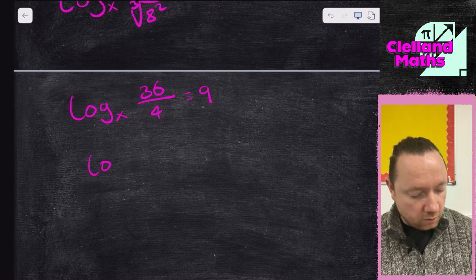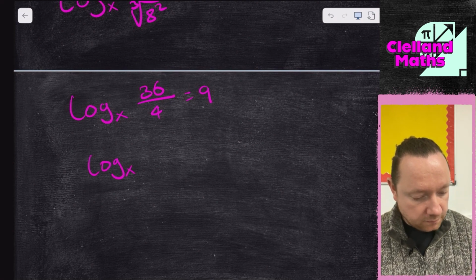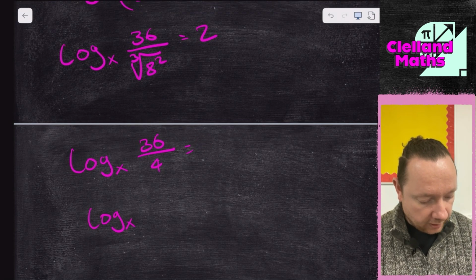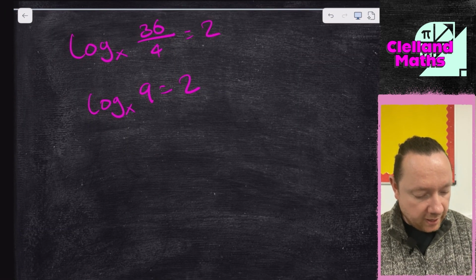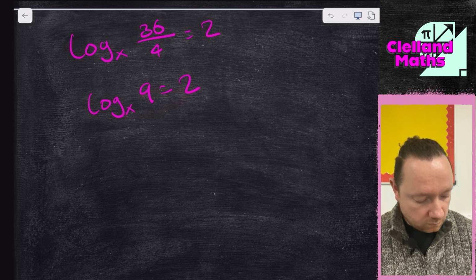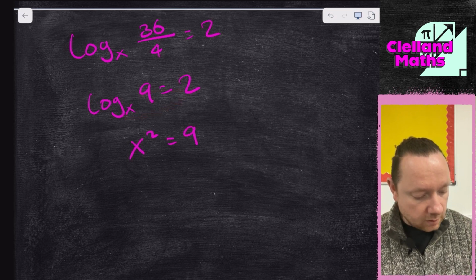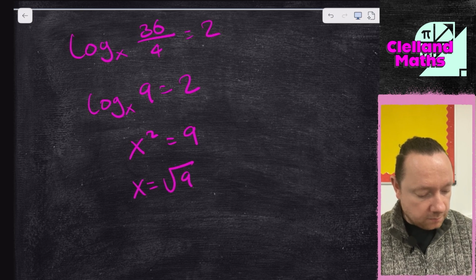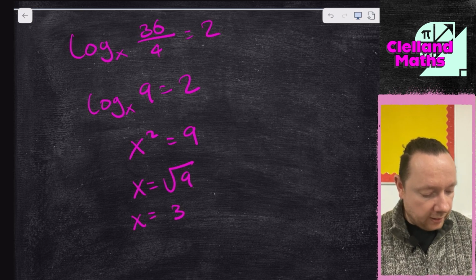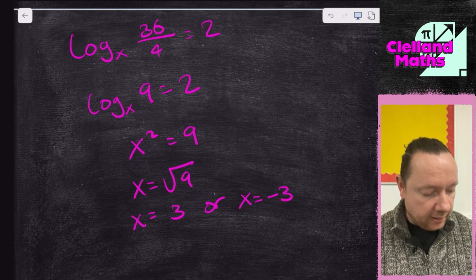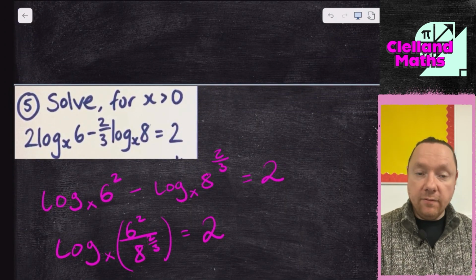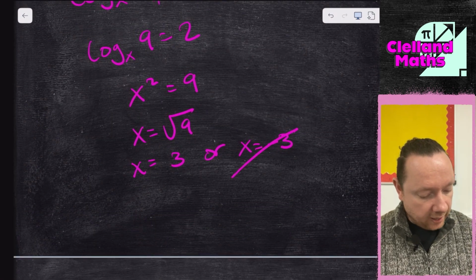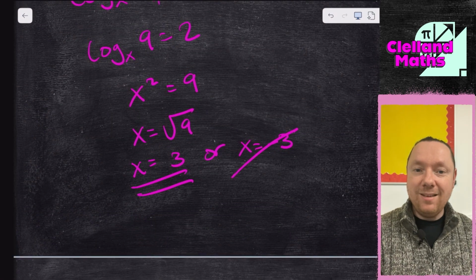Well, that's handy because 4 9s is 36. I've got 9 there, that's 2. 4 9s is 36. So then that means that I can say that x to the power of 2 equals 9. So x is the square root of 9. So x equals 3, or x equals minus 3. But x is greater than 0, which it has to be. So x equals 3 is our one-way answer, and we're done there.